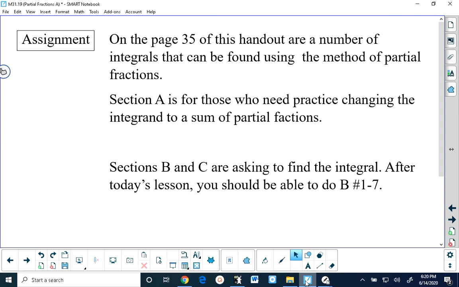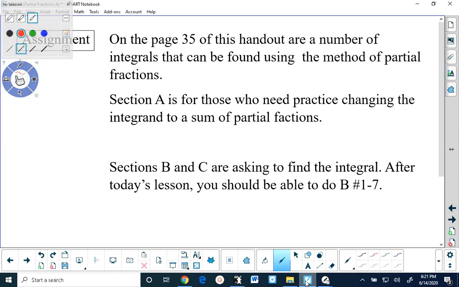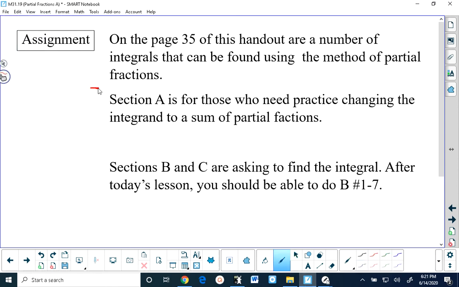All right, on page 35 of this handout are a number of integrals and a number of problems related to the method of partial fractions. Section A is not actually asking you to integrate anything. It is only asking you to change the rational expression into a sum of partial fractions. And I need to make a note to you that if you do want just practice dealing with that part of it, you only know how to do numbers 1 through 4 in part A.